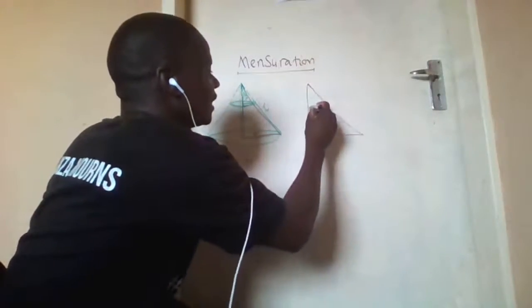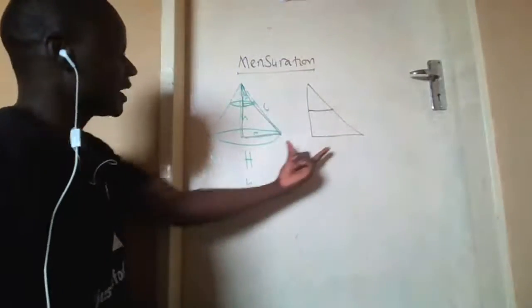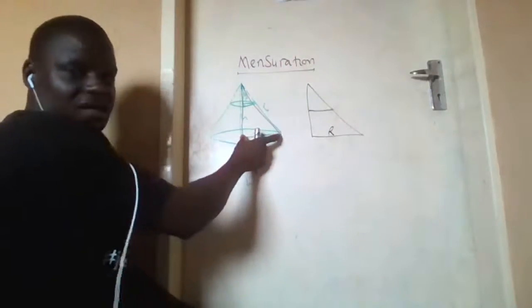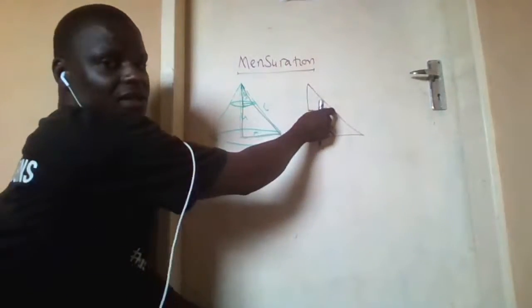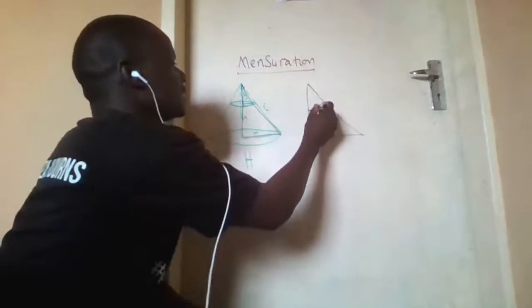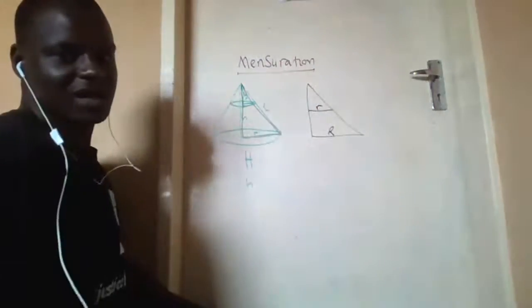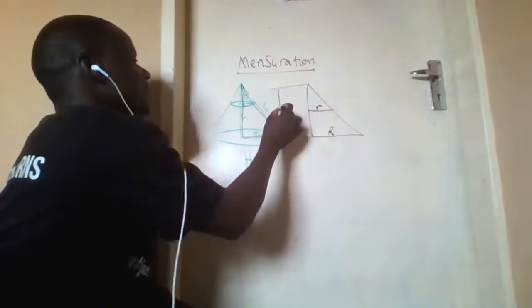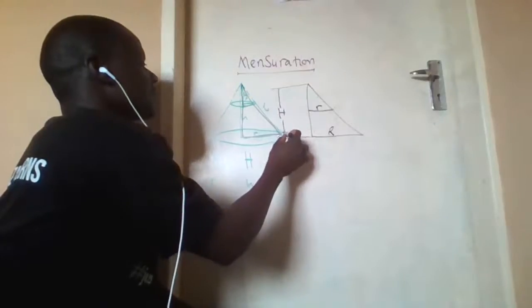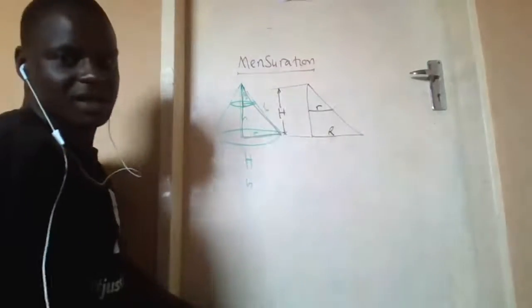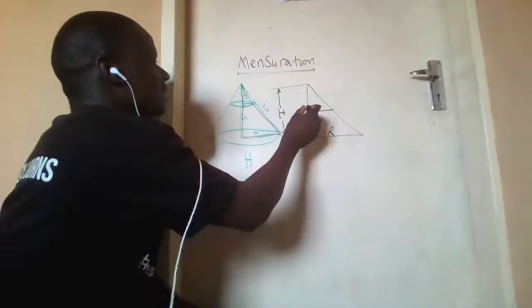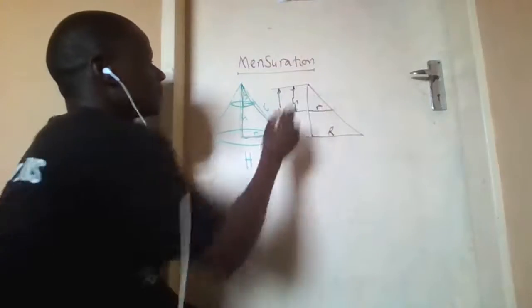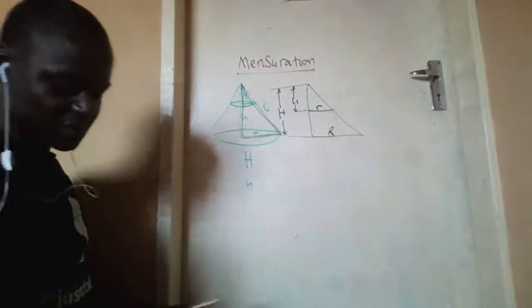We end up having something like that, where this line here is representing the big R, the radius of the big cone. Then this line here is representing the radius of the small cone. The distance from here up to here is representing the capital H, and the distance from here up to here is representing the small h. That is how you can extract it.